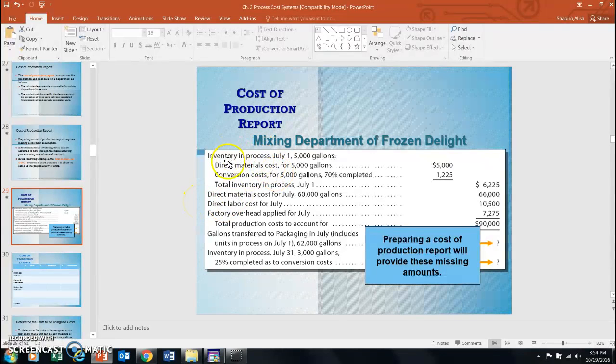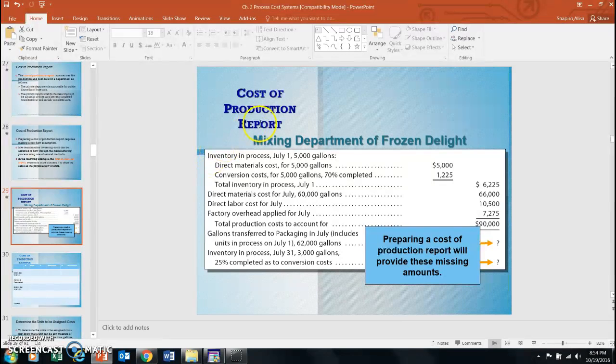This is the information given to us. We know that inventory in process on July 1st is 5,000 gallons. So what does that mean? That means that this inventory, these 5,000 gallons, were started the month before in June, but they were not completed. So this is what we will start with in July.